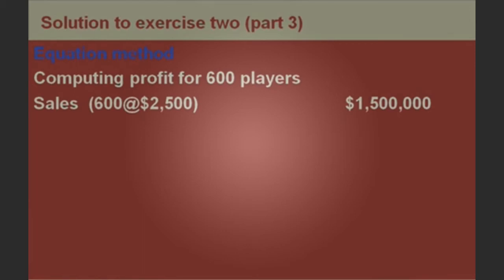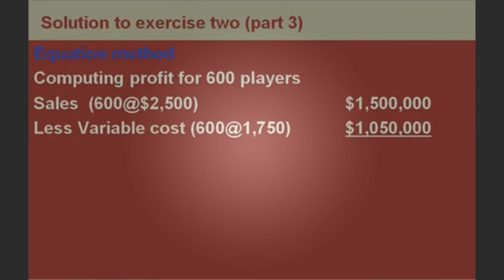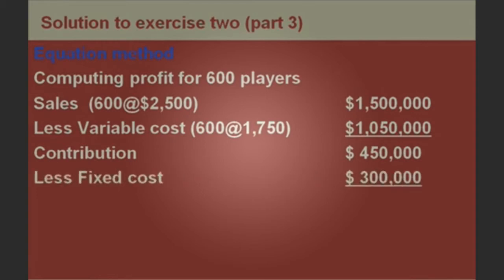The equation method is the long way. Start with sales. It's 600 at 2,500. You knock off variable cost, 600 at 1,750, which is $1,050,000. Therefore, the contribution is 450. Knock off fixed cost, 300,000. So your profit is 150.